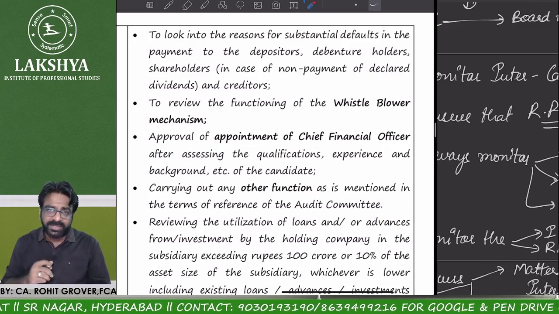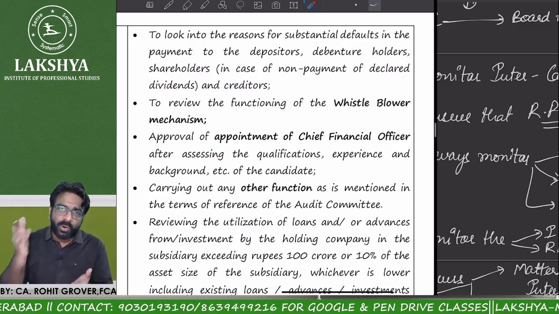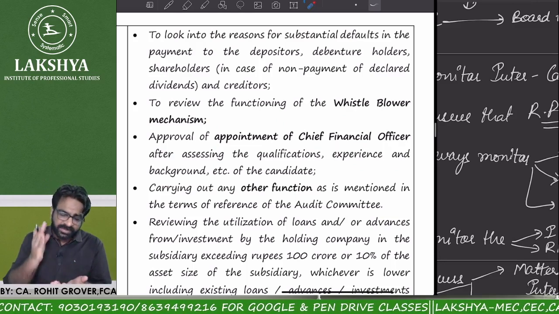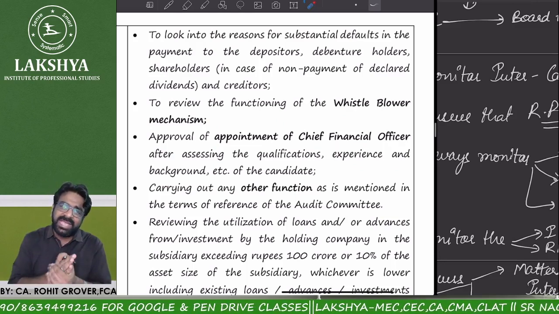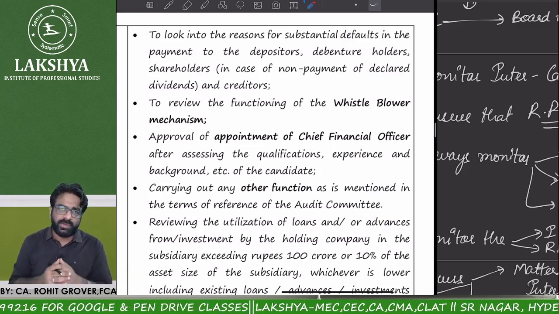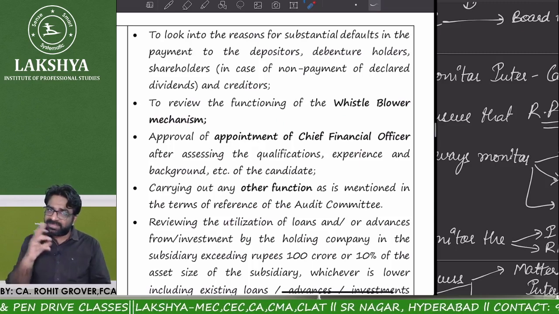Now look at this point. CFO is a very huge person, right or not? Now audit committee is going to decide whether that CFO is an efficient employee or not on the basis of his qualification, experience and the background of a candidate. Clear everyone? So you can understand how audit committee is important.